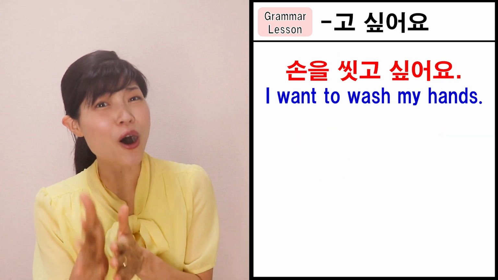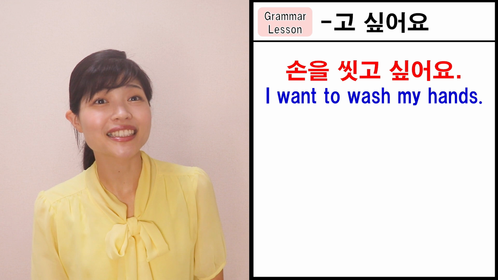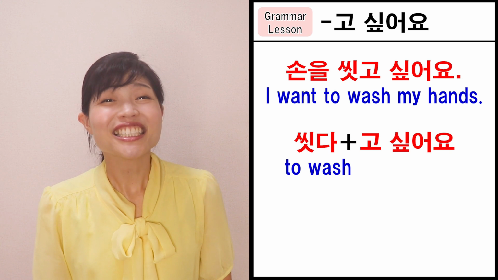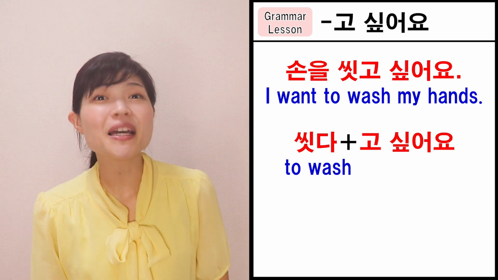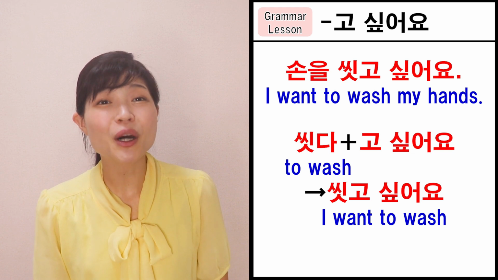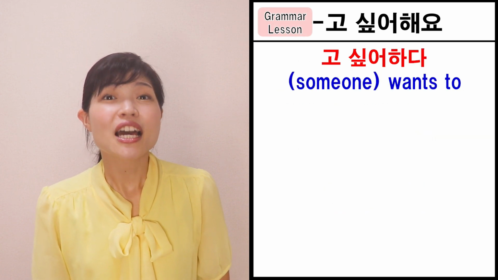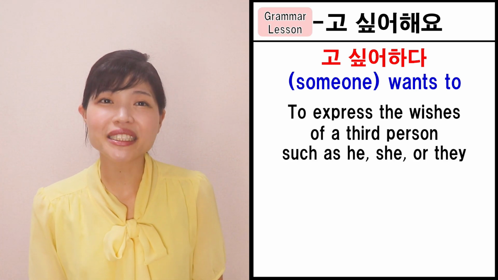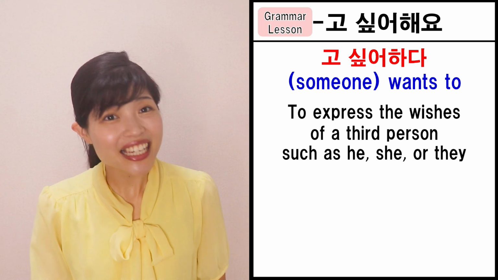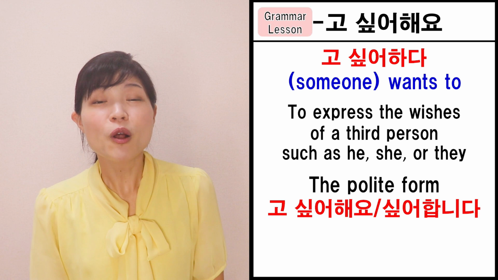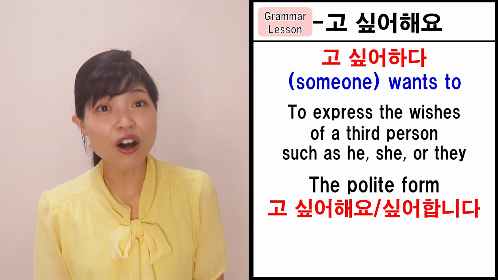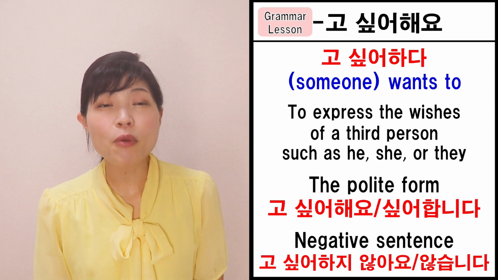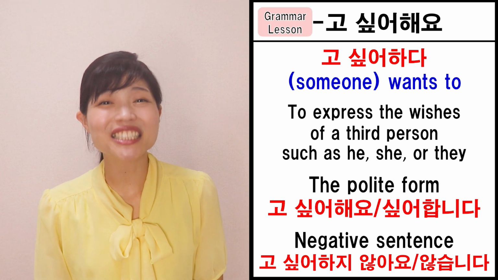Let's look at the next one. 손을 씻고 싶어요. I want to wash my hands. In this case, 씻다, to wash, is the dictionary form. So you add 고 싶어요 to the stem to make 씻고 싶어요. I want to wash. Third grammar is 고 싶어하다, someone wants to. You use this to express the wishes of a third person, such as he, she, or they. Polite form is 고 싶어해요 or 싶어합니다. Negative sentence is 고 싶어하지 않아요, 싶어하지 않습니다.